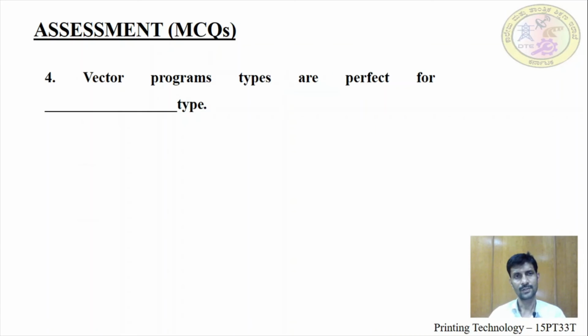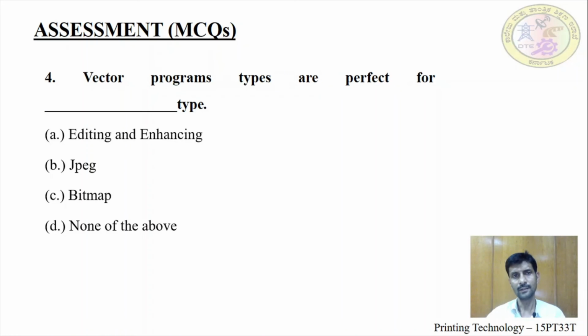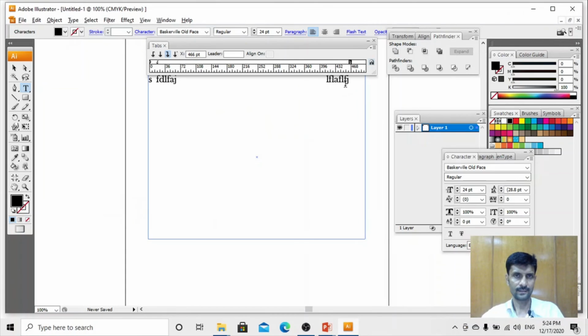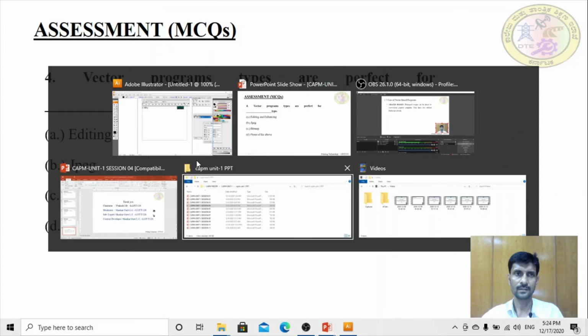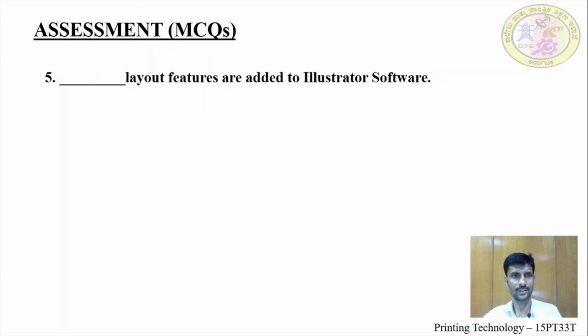Next question. Vector programs are perfect for dash type. Let us see the options. Editing, enhancing, JPEG, bitmap, none of the above. I already showed you creating in Illustrator. You can change the size, color, or anything, even the shape you can change. This option is available in vector-based, so that I can even change the shape of that one. This is the clue for this question.